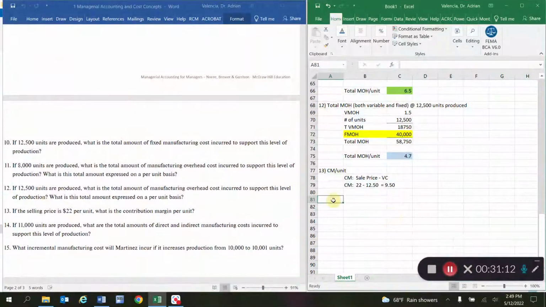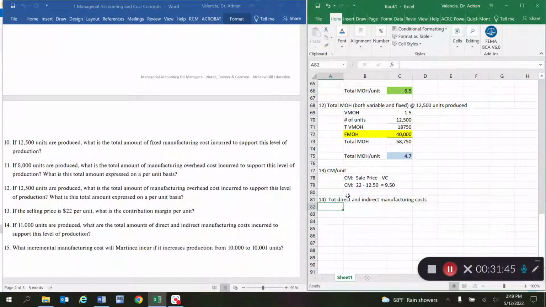Okay, in question number 14, they're taking a little bit of a different angle on describing this, but don't let it confuse you. It says, if 11,000 units are produced, what are the total amounts of direct and indirect manufacturing costs? So let's just say total direct and indirect manufacturing cost. I'm sorry, not manufacturing overhead, all of it, manufacturing costs.